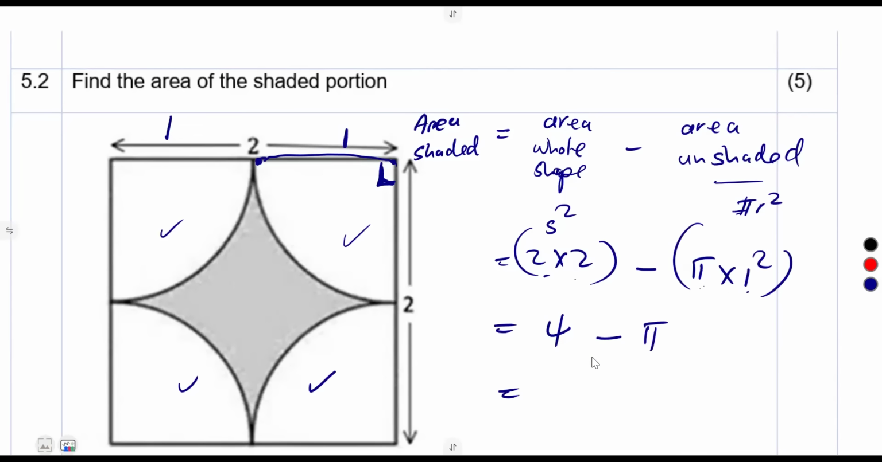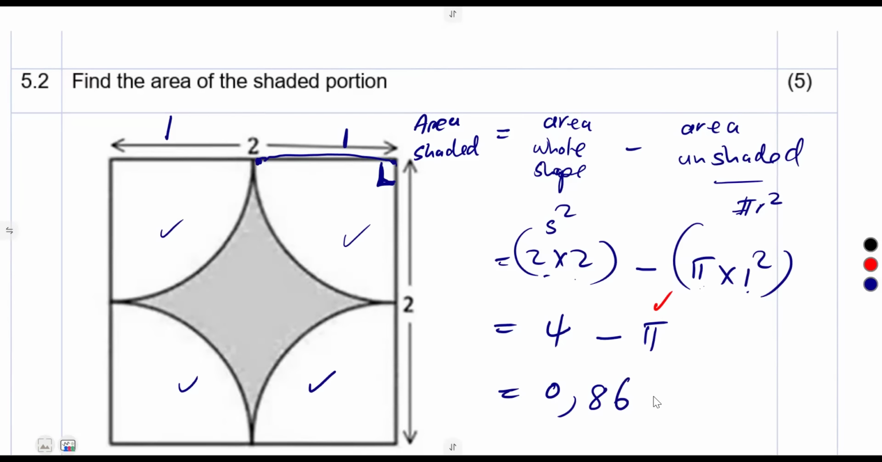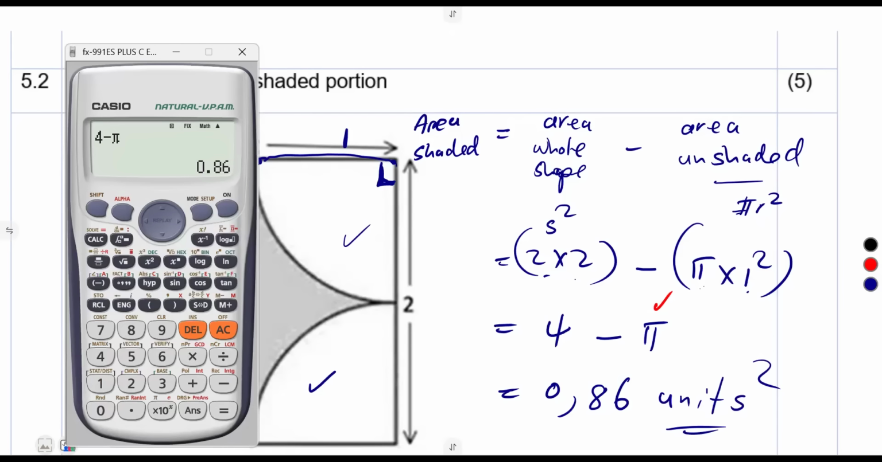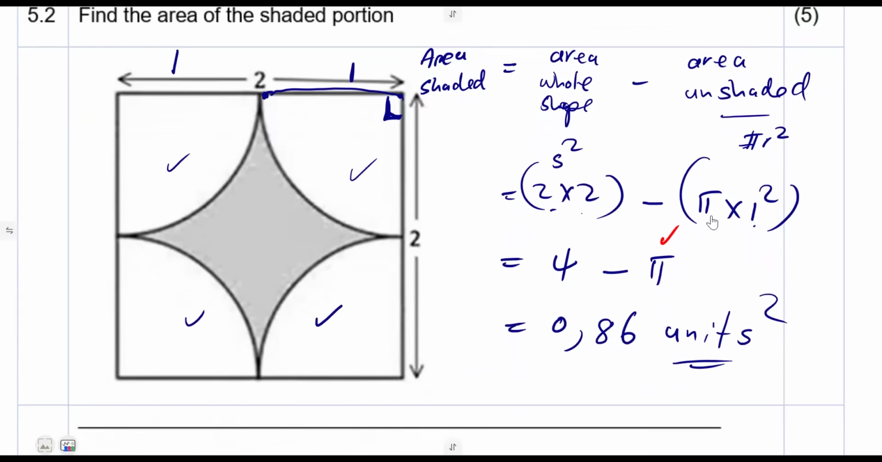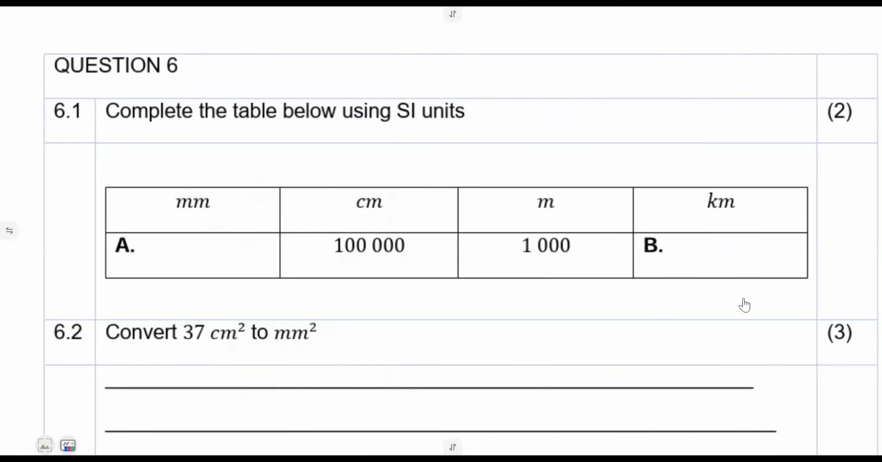So 4 minus pi. Usually you use the value that you're given, but you're not told about that. So we can use 22 over 7, or we can use the pi as it is on our calculator, shift pi, which is going to give us 0.86. So that will be our area at the end of the day, 0.86 in square units. As we are not given centimeters or anything, we just write square units, as we understand that area is measured in square units. So they can play around with that.